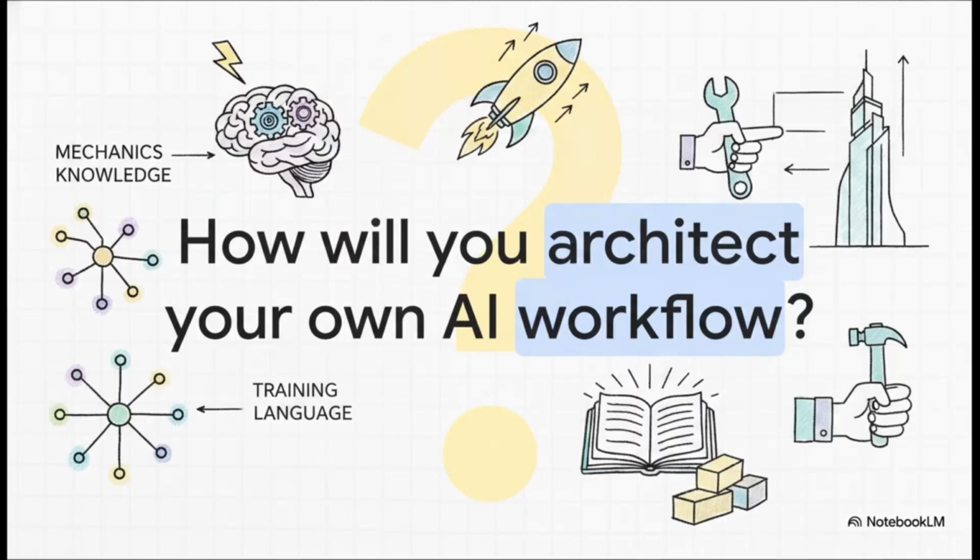And there it is. We've officially completed the bootcamp. You now know the mechanics, the language, the training, the execution, and the optimization. You've got the 20 core pillars from the Architect's Handbook securely under your belt. But remember, knowledge is only potential energy until you actually apply it. So I'll leave you with this final, crucial question. How will you architect your own AI workflow?